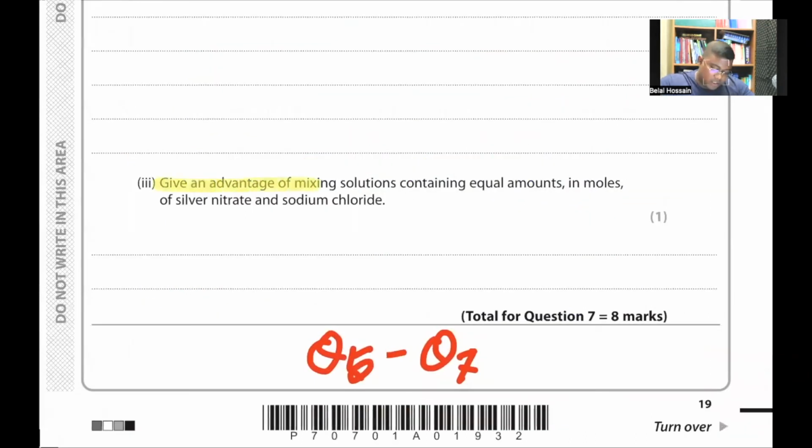Give one advantage of mixing solutions containing equal amounts in moles of silver nitrate and sodium chloride. When equal amounts of silver nitrate and sodium chloride are reacted, it makes sure that both are fully reacted, so the product only contains silver chloride and sodium nitrate, and also ensures the highest possible yield. So we just have to write any one of the points.